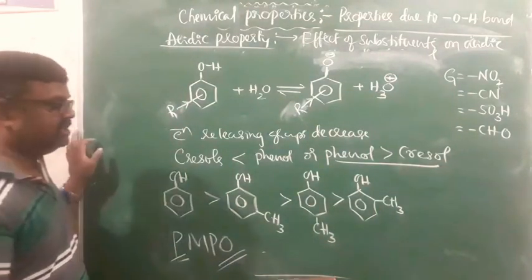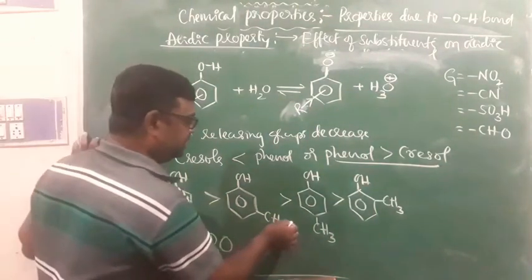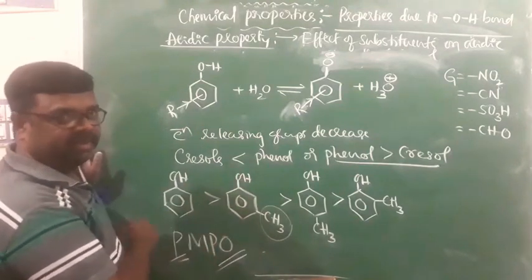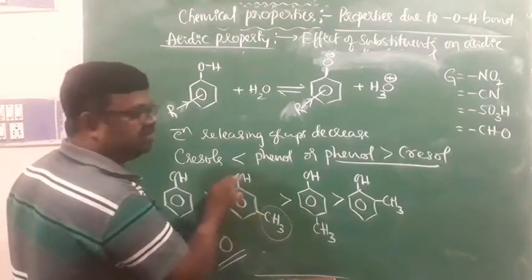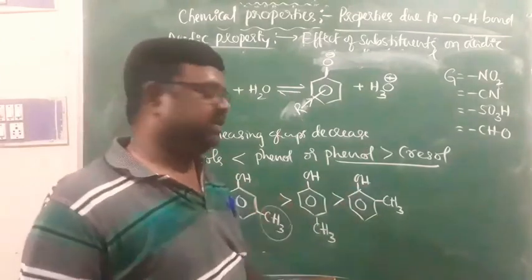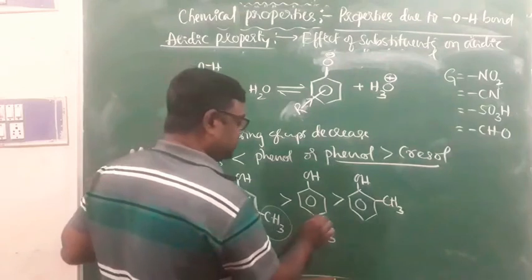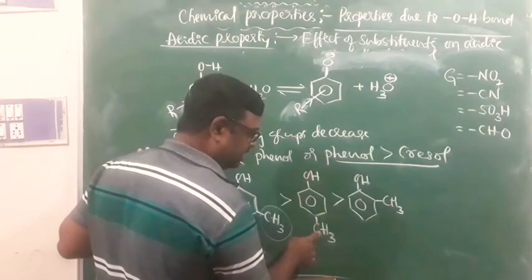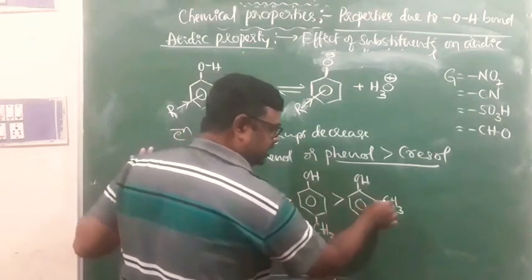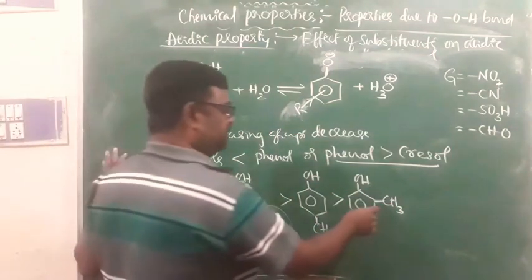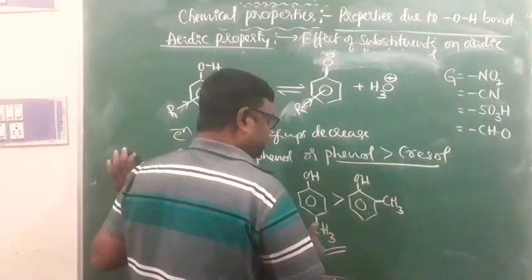So if you want the reason, see, when any group is at the meta position, it will not affect the OH group. Its electron releasing effect will not be felt by the OH group when it is at the meta position, whether it is an electron releasing group or an electron withdrawing group. Your CH3 group releases electrons by inductive effect. It is far away from this. Therefore, the electron releasing effect is less here, whereas at the ortho position it is very close to the OH group, plus I effect. Because of that, this is more acidic than this.